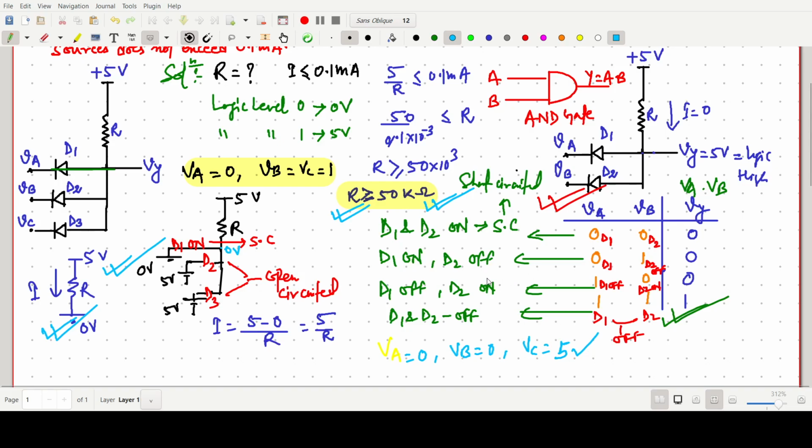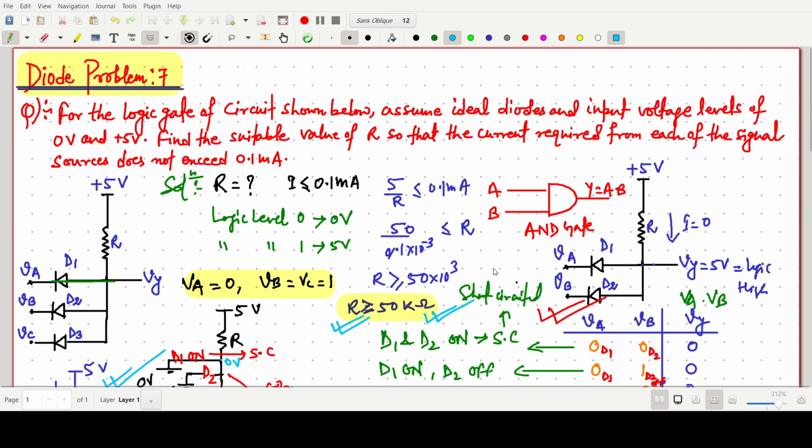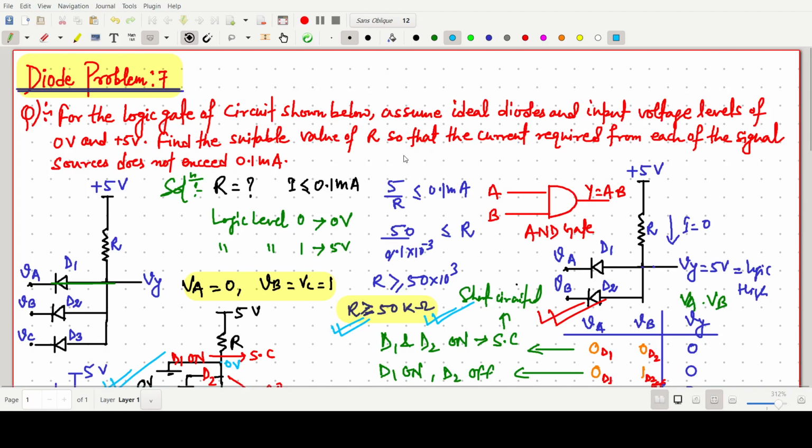So this is all about this question. The R value will be greater than or equal to 50 kilo ohm. This one is the right answer.